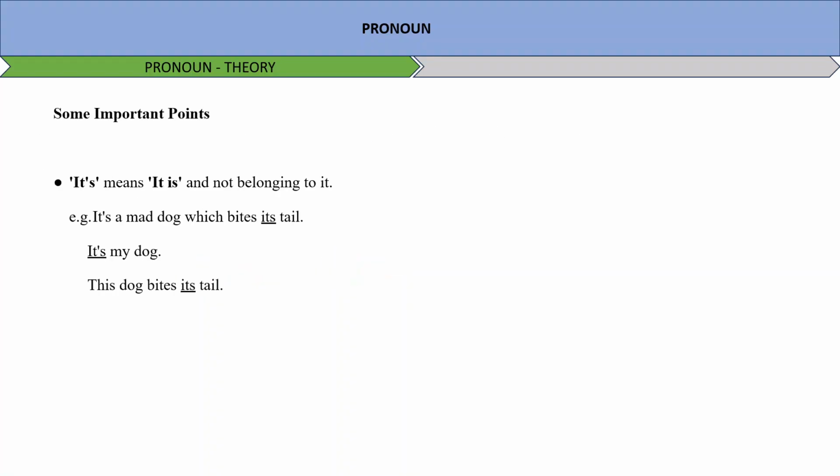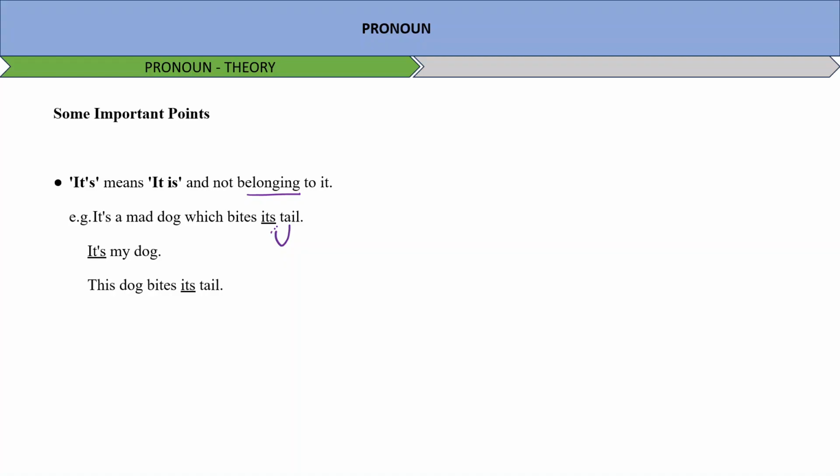It apostrophe s means it is and not belonging to. Remember this. It's a mad dog which bites its tail. Like the dog is biting itself. The dog is biting its own tail. And you're saying it's a mad dog, which means it is a mad dog. There's a difference between using it apostrophe s and its.